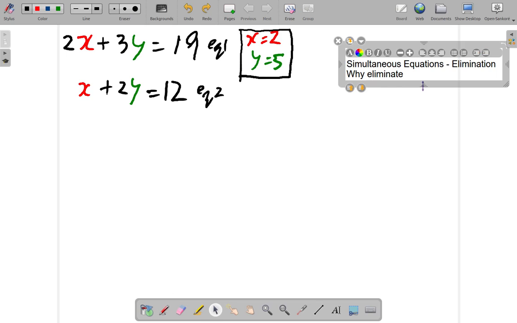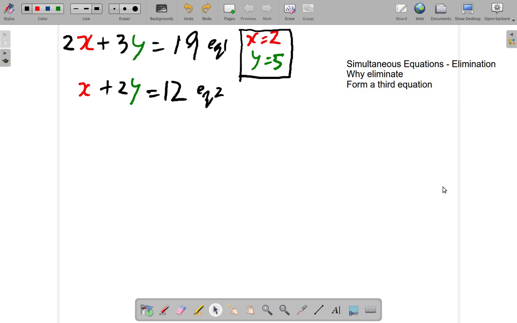So the next thing we consider is to form a third equation. Alright? Now we form that third equation. If we can get a third equation down here with a 2x, then we could subtract this new equation from equation 1. 2x minus 2x is 0x, so x would be eliminated. Right? That's an example of what we could do.